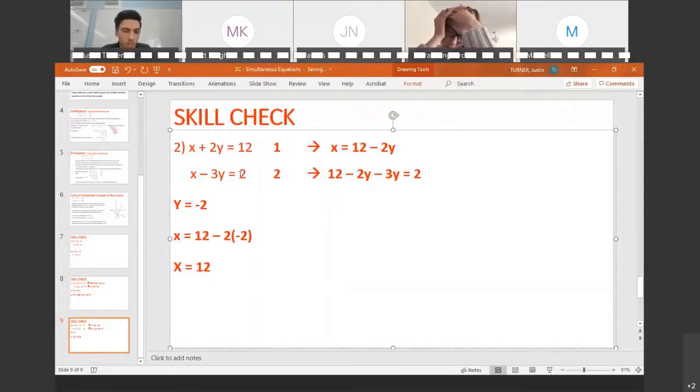Now this bit's tricky, actually. This is actually negative 2 times negative 2. So this actually simplifies to plus 4. That's a tricky one. So you have to consider this as actually a negative sign as well. That's negative 2 times negative 2. So we end up with 12 plus 4, 16. So y is 2 and x is 16. And that's our answer.